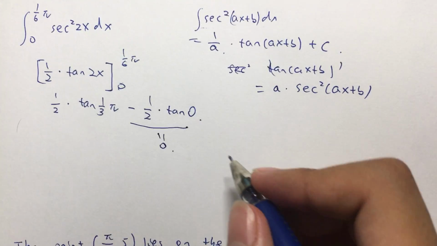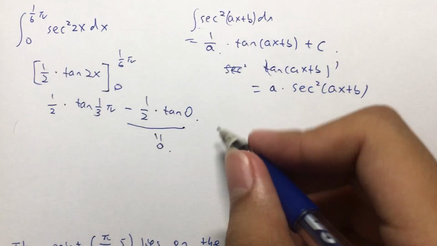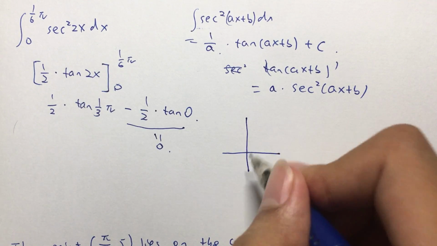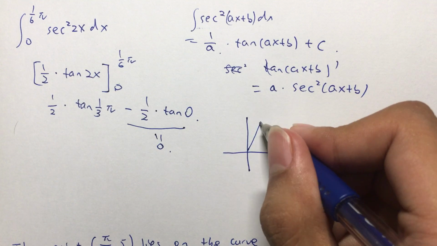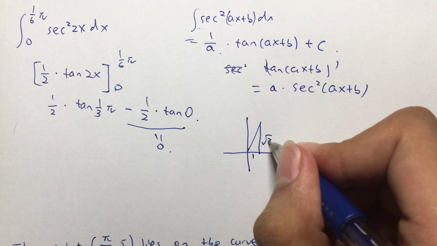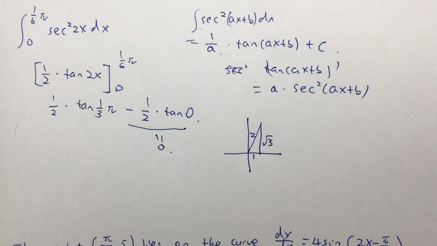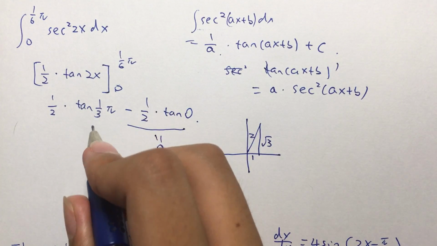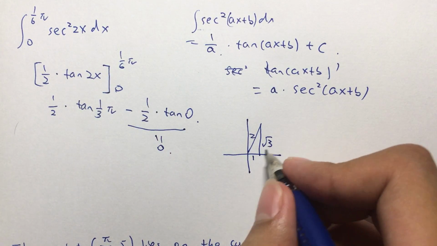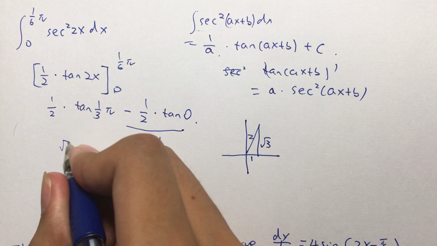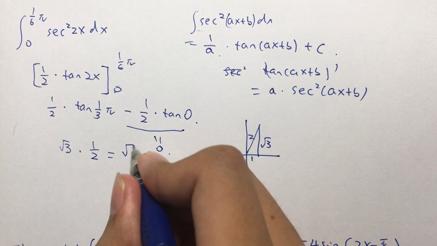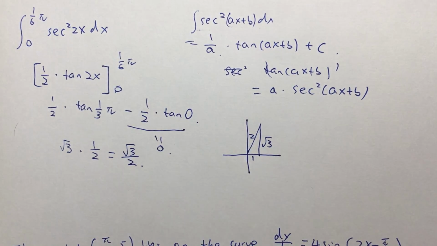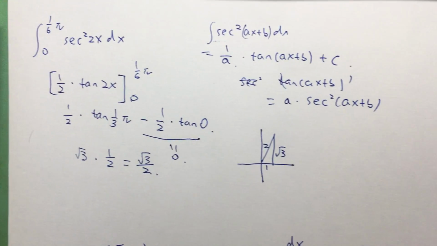And for tangent 1 over 3 pi, we need to draw the circle now, and this 1 over 3 pi is this, and we have 1, square root 3, and 2 here. So tangent a third pi is equal to opposite over adjacent, which is square root 3, times a half, which is equal to square root 3 over 2. And that is our answer for this question.